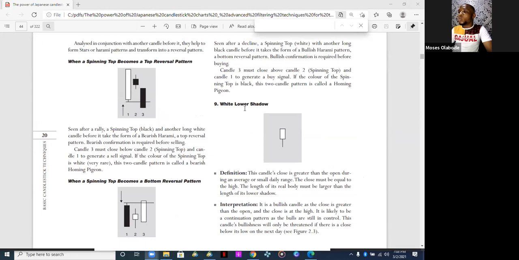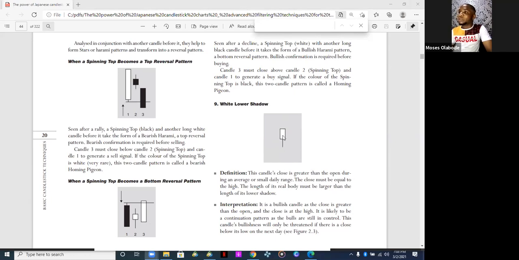So this is the white lower shadow. This is likely to be a continuation pattern as the bulls are still in control of the market. This white shadow candle around here. This candle's bullishness will only be threatened if there is a close below its low on the next candle.